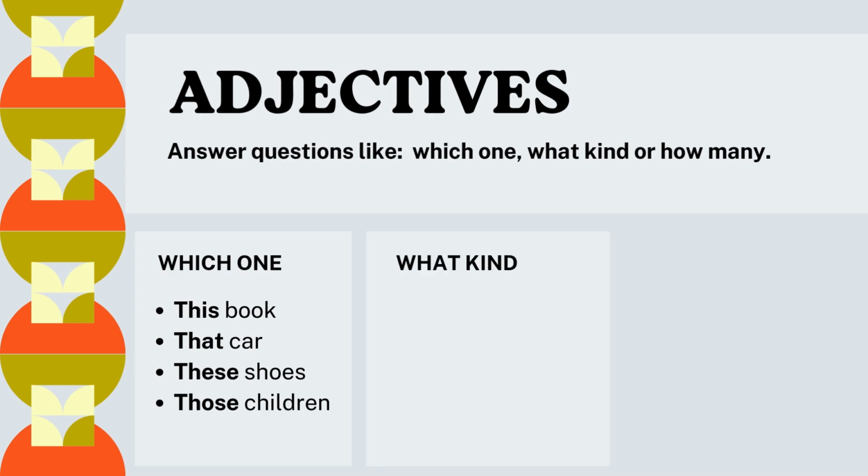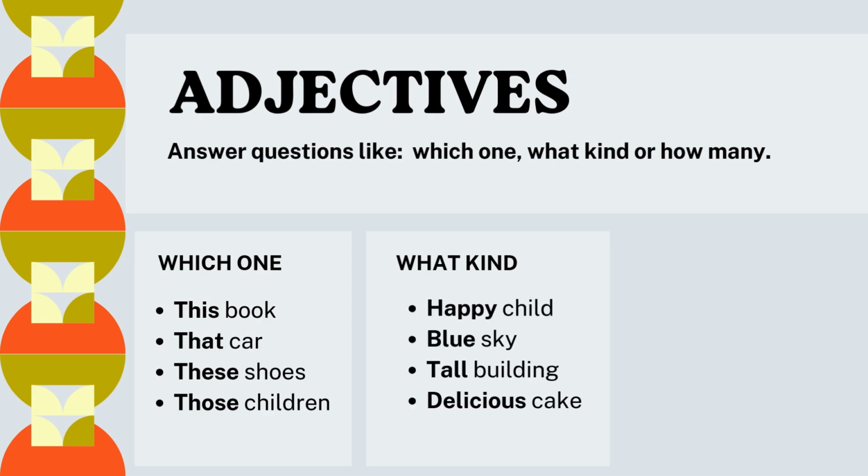What kind? Adjectives can describe the qualities or characteristics of nouns. For example, a happy child, a blue sky, a tall building, a delicious cake. The adjectives happy, blue, tall, and delicious provide more detail about the nouns they modify, helping us understand what kind of child, sky, building, or cake is being referred to.